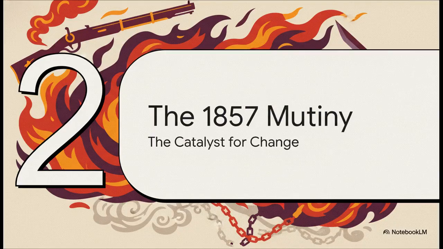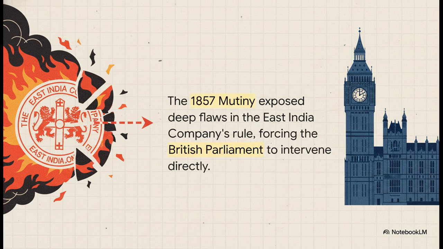Every big change in history needs a trigger, a catalyst. And for the end of company rule, that trigger wasn't some polite debate in Parliament. No way. It was the enormous, violent rebellion of 1857 that shook the British Empire in India to its very core. People had been getting more and more frustrated with the company for years. But the 1857 mutiny? That was the breaking point. It was such a shock, such a wake-up call, that the British government, back in London, realized they couldn't just let a corporation run India anymore. Direct control was now seen as the only path forward.